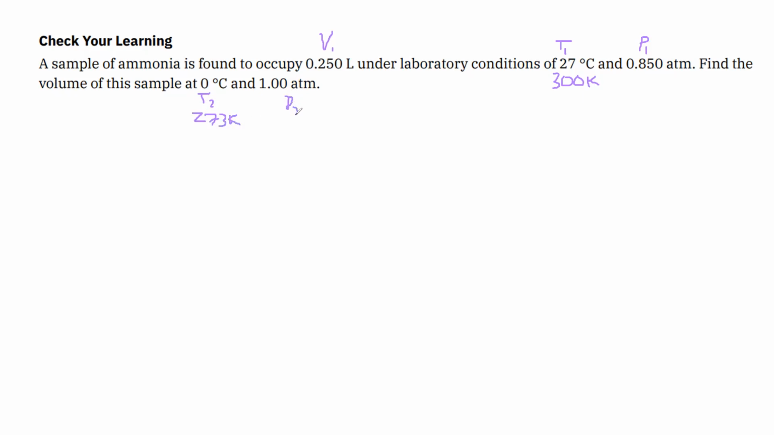And P2. So when we look at our equation, V1, P1 over T1, we're missing V2. Find the volume, so that's the piece that we're going for. But we've identified all of these other variables. So at that point, all we need to do is plug them in. We can multiply V1 and P1, divide by T1, and then isolate V2 by itself on the other side, just like we did for the previous one.